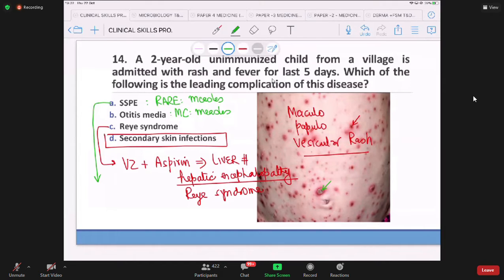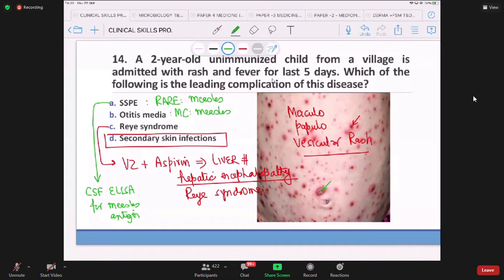The test that you will do in this case would be a CSF examination. And what will you check in CSF? You will be going in for CSF ELISA for measles antigens. It is CSF ELISA for measles antigen that would be done. Please remember, SSPE is not a complication of vaccine. We are giving vaccine because we want to prevent this from happening.